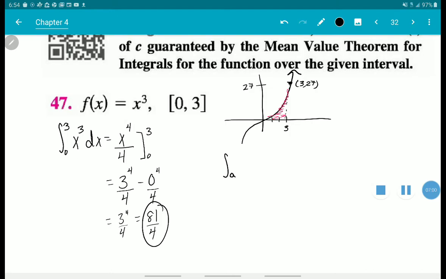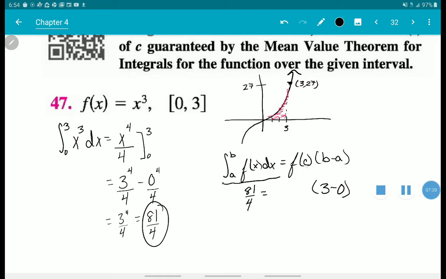So remember, if we were to look at that mean value theorem, it says that the area under the curve is going to be equal to the area of some rectangle that has a width of b minus a and a height of f of c. Our goal is to find c. Now we know this piece. We ended up with 81 over 4 there. We know what b minus a is. In this case, it's 3 minus 0. We've just got to find c.